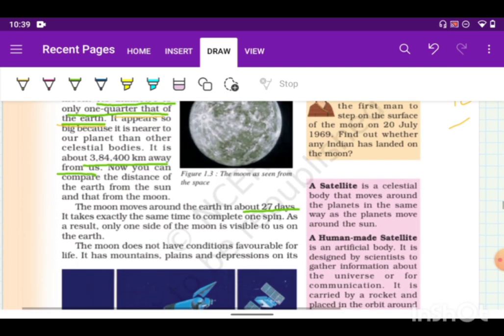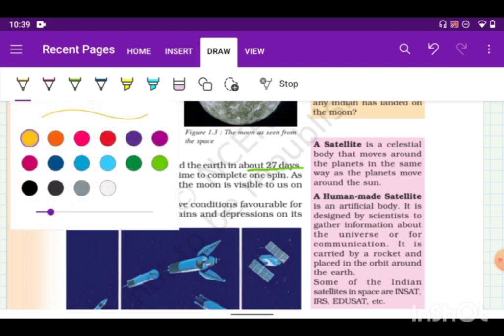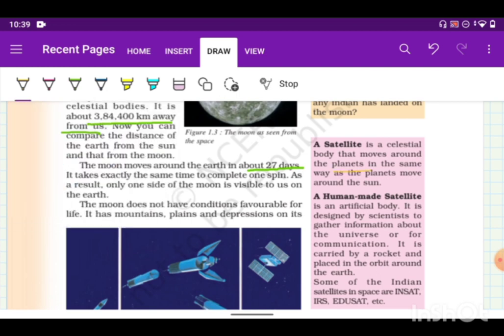Next, how much time will the moon take to go around the Earth? In 27 days. I told you a satellite is a celestial body that moves around an object or a planet. But human-made satellites are also artificial bodies that you see moving around the Earth in low Earth orbits, LEO. Like EDUSAT, INSAT, IRS, these are all human-made satellites.